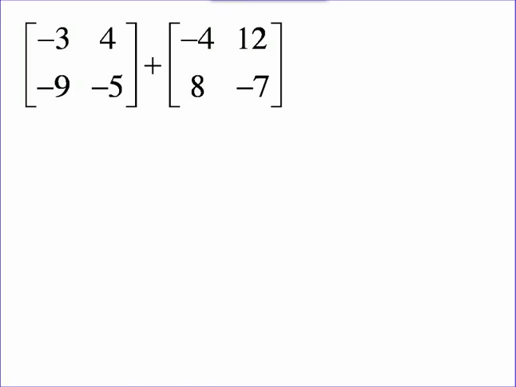Okay, so real quick, I want you to do this one for me. In fact, you probably won't even need to write this down. You probably could just jot the answer from looking at it.